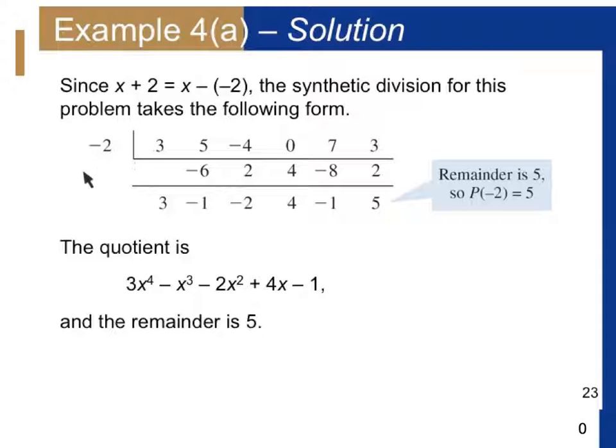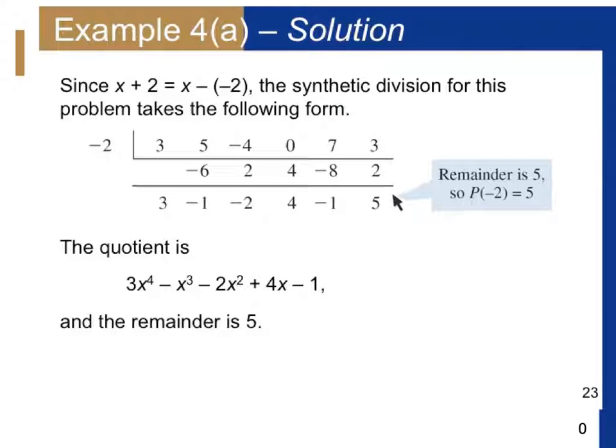Now remember, we start by bringing down the 3, and then we multiply minus 2 times 3, put it here, and add. Multiply minus 2 times minus 1 is 2. Put it there, and we add. We get minus 2. Minus 2 times minus 2 is plus 4. Put it there, and we add. Minus 2 times plus 4 is minus 8. Put it there and we add, so that gives us minus 1. And then finally, minus 2 times minus 1 is plus 2. Put it in the last column, and then we add, and we get 5. So there's our remainder of 5.